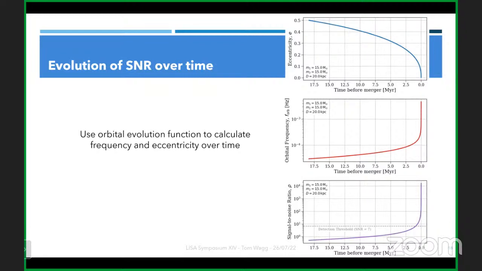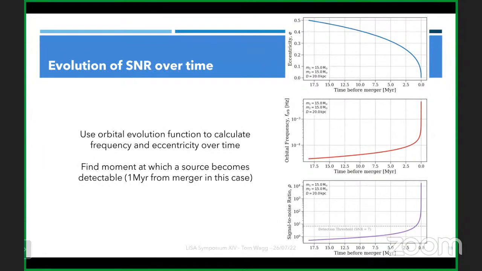And you can see a similar sort of trend with the signal-to-noise ratio. And what you could use this for is perhaps say, at what moment does this source become detectable? So in this case, it looks like about a million years from when it merges, that signal-to-noise ratio pops above 7. And if we take that as a fiducial detection threshold, that means that's the point at which that source would become detectable.